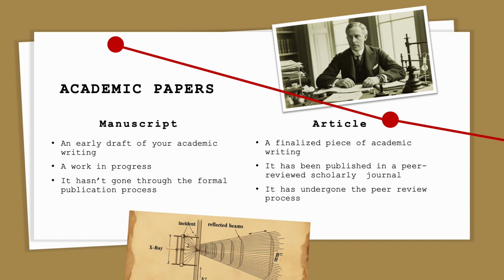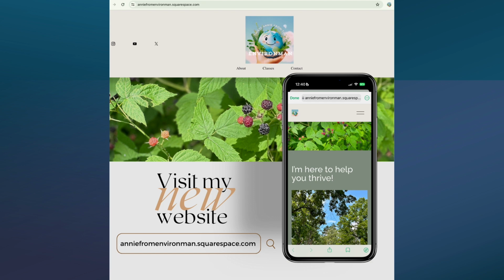The term manuscript typically applies when the work is still in the development stage and hasn't yet gone through the formal process of publication. It can also denote a work that is still in progress prior to being finalized. An article is a finalized piece of writing that has been published in a journal, typically a scholarly or research-oriented work that has undergone the peer review process. Once a manuscript is accepted, revised, and made public, it becomes an article. It's that simple.